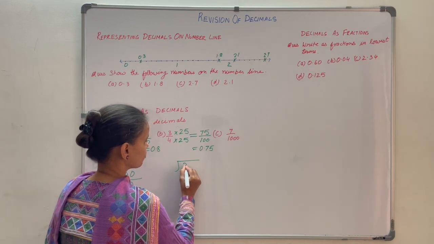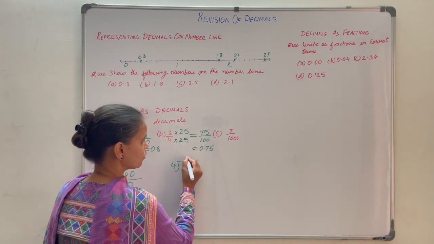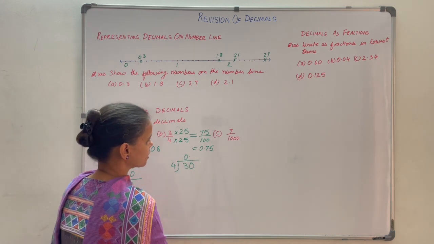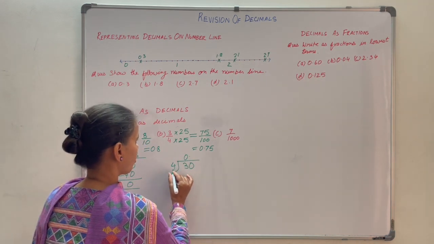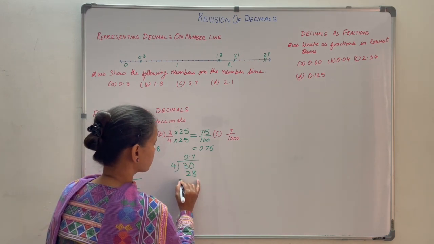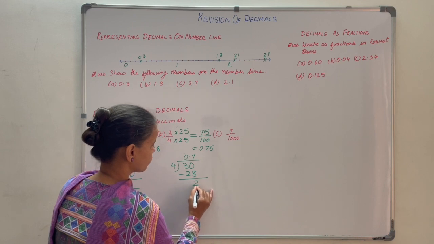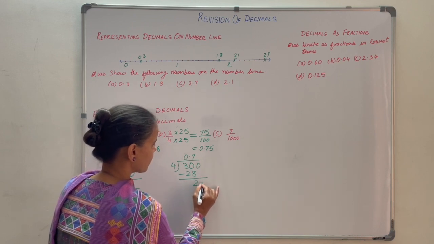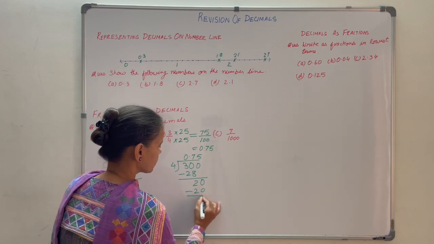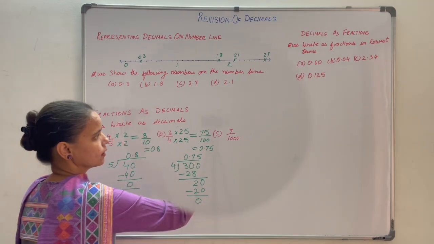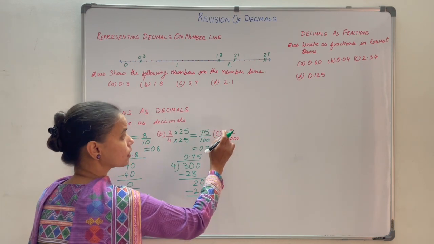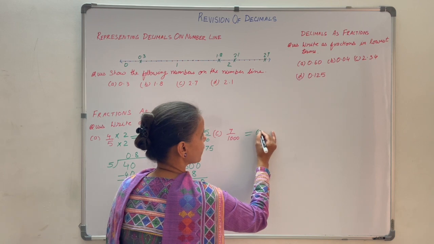So I am dividing 3 by 4. 3 will not go, so you need to put one 0. When you put one 0, you have to write one decimal point here in the quotient. Now how many times will it go? 4 sevens are 28. Remainder is 2. And add one 0 here and bring down one 0. 4 fives are 20. Now the remainder is 0. This is 7 divided by 1000. So this is in the thousandth place. So how do you write it?